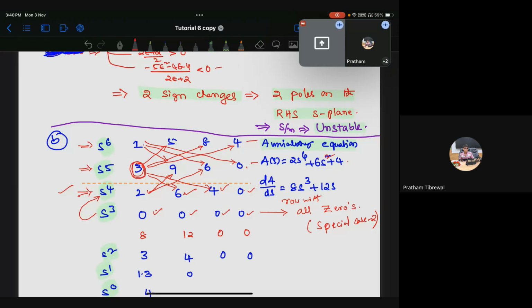Then we take the derivative. We get 8 s cube plus 12 s. We take the power of s reduced by 2, so all the even-side powers from 4 down. Like if it would be 3, then I would be taking s then 0. The 0 goes to the even line. So then you get 8 here, 12 here. Replace this 0 with 8, this 0 with 12.